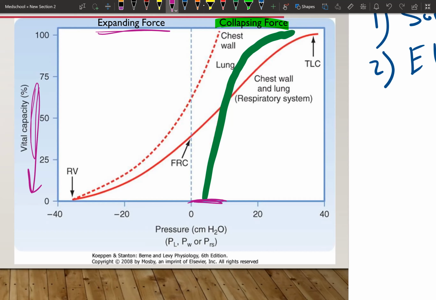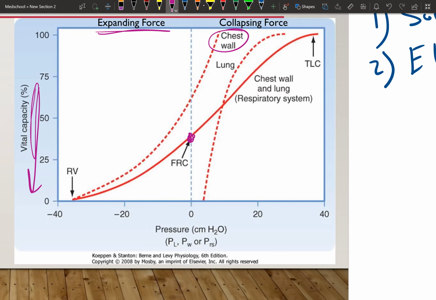It's still going to be on this collapsing force side because the lung still has recoil even when you blow all the air possible out that you can. So the lung is always on the collapsing force side, but the chest wall is not. Now, under normal breathing conditions and at normal FRC right there, it has an expanding force.